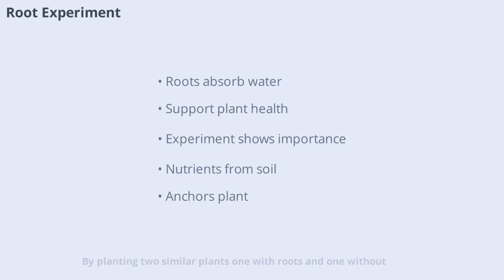By planting two similar plants, one with roots and one without, and watering them regularly, you can observe that only the plant with roots remains healthy. This experiment highlights the vital role roots play in absorbing water and nutrients, supporting the plant's overall well-being.